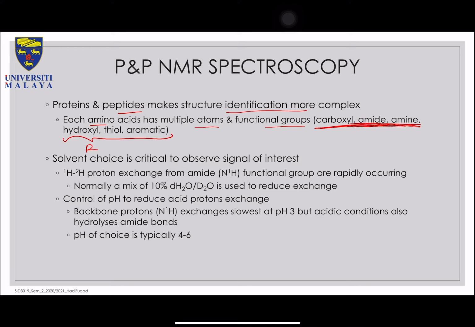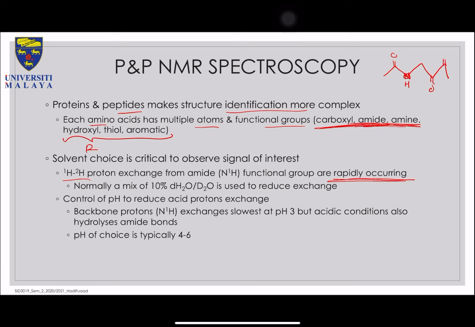Because of the complexity, solvent choice is critical to observe your signal of interest. For example, proton and deuterated hydrogen exchange from amide functional groups occurs rapidly, and you actually want to see the NH bond. Why do you want to see that? Because the amide bond is the basic backbone for peptides.